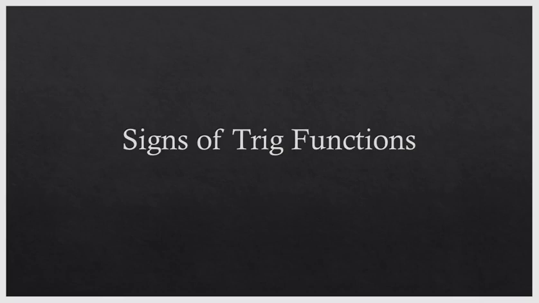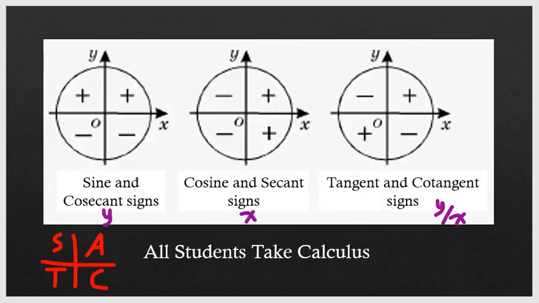In this video, we're going to look at which trig functions are positive and negative in which quadrants. So here I'm actually showing you two different ways to determine which functions are positive and negative in which quadrants. First, we'll look at the sine and the cosecant graphs.